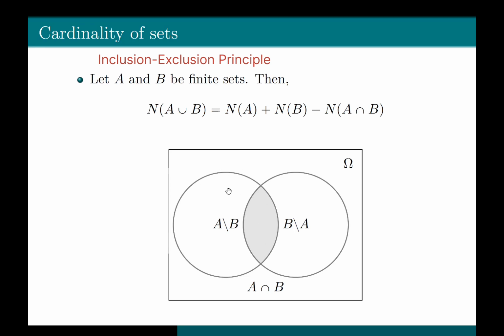So we have a set A, we have a set B. A and B are not disjoint, therefore this gray shaded region represents the region A intersection B. And now the cardinality of A union B is the cardinality of this full set A plus the cardinality of this full set B minus the cardinality of A intersection B. Let's have a look at the proof of this theorem.